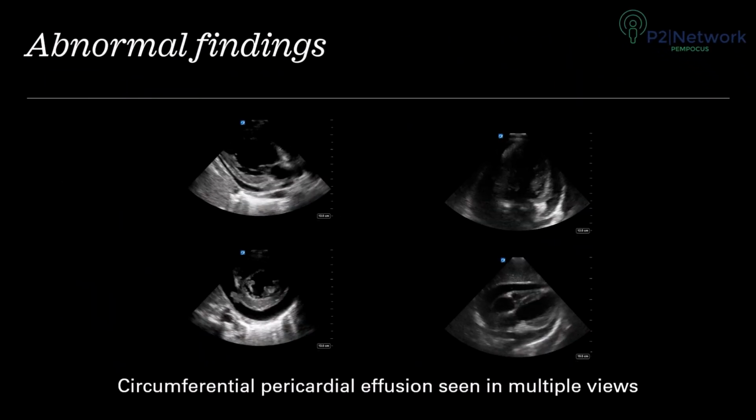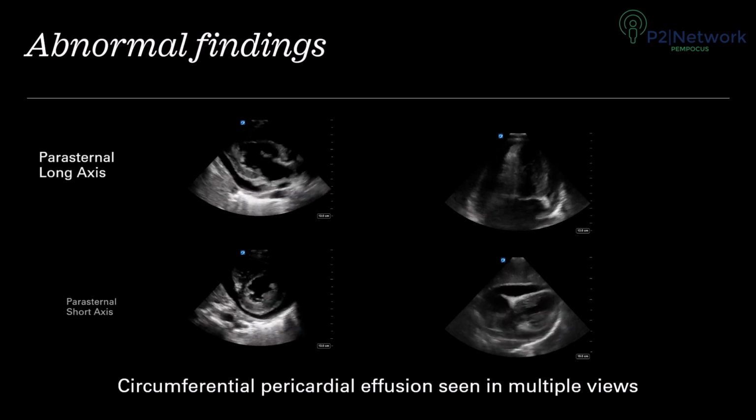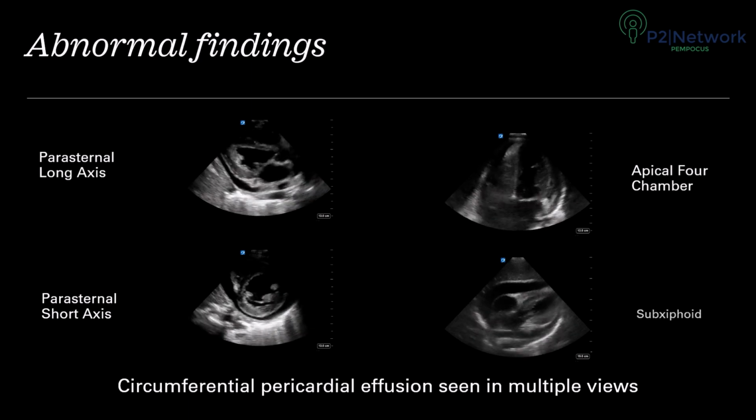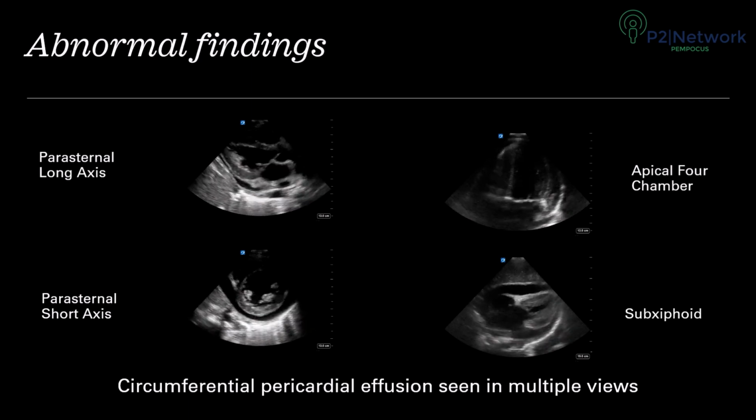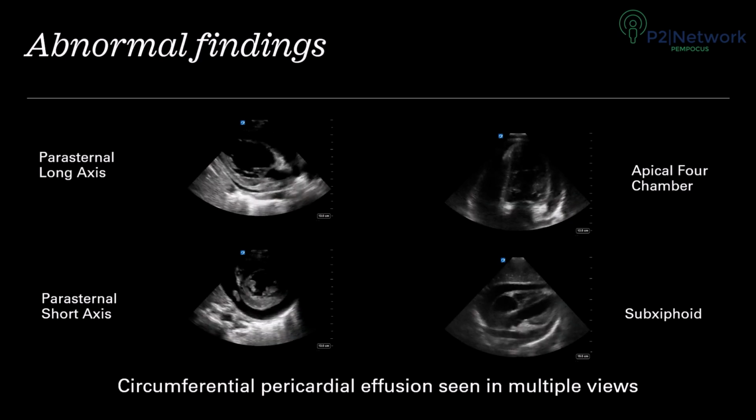Through multiple views of the heart here, in the parasternal long, parasternal short, apical, and subxiphoid views, we see a global effusion represented by dark black fluid all the way around the heart.